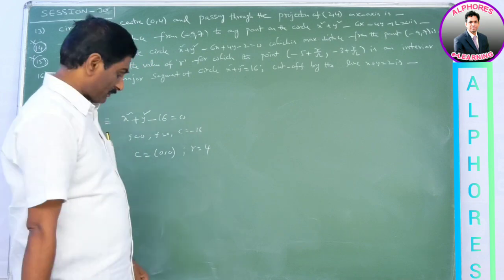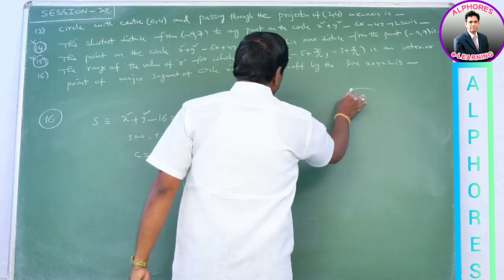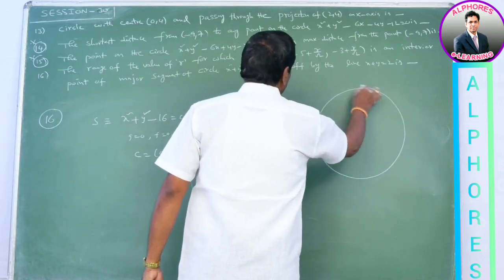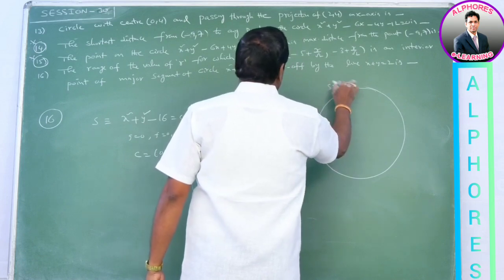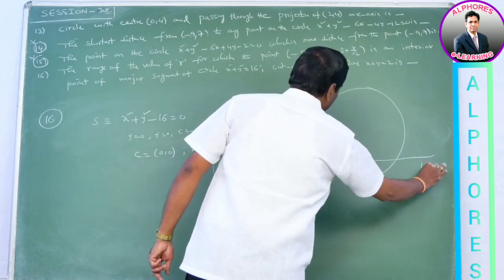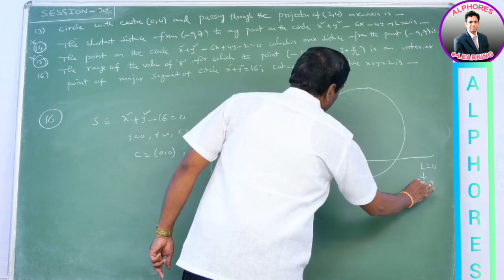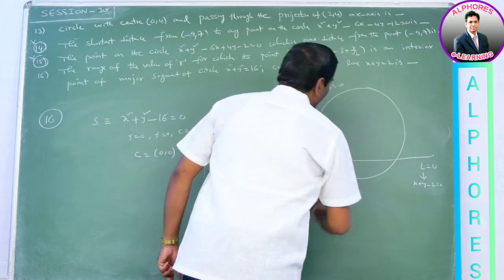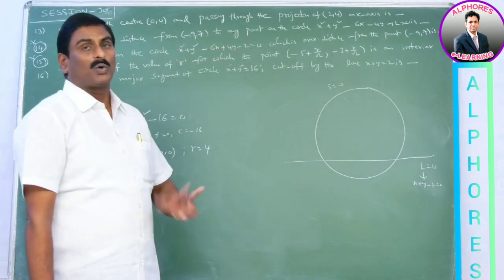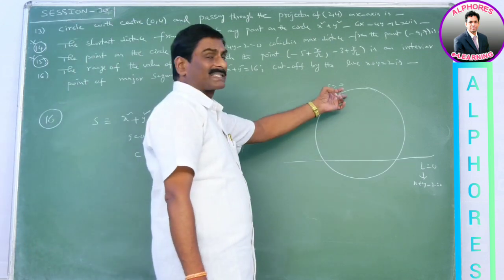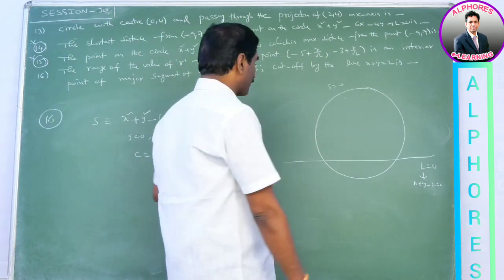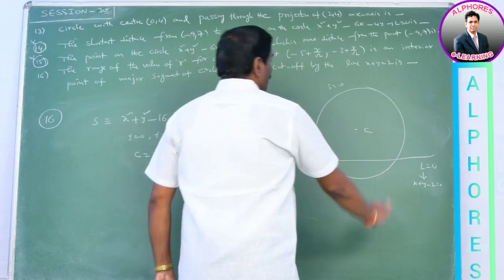Suppose the circle is in this way. This is the circle S = 0 and the line is this way. This is the line L = 0, that means x + y - 2 = 0. The line cuts the circle into two unequal parts. This part is said to be the major segment. This part is said to be the minor segment. The center lies on the major segment.